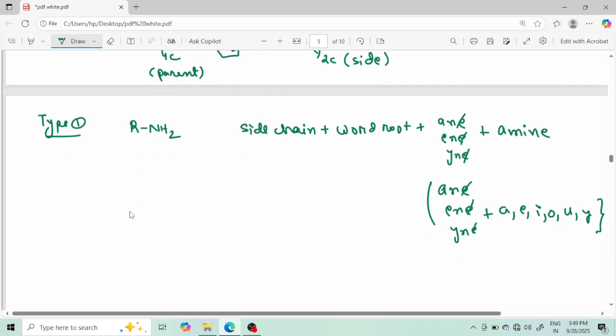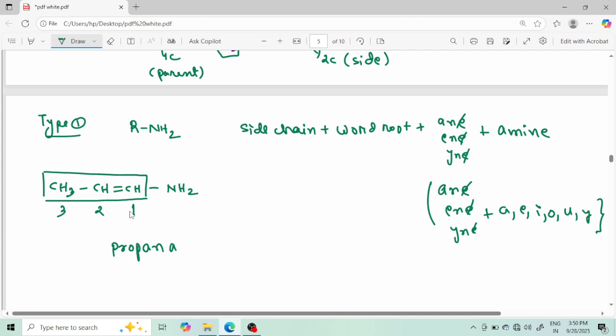Now let's try to name this. Suppose I am giving CH3 CH double bond CH and then NH2. So obviously I will be marking this one, then 1 2 3. Why 1 2 3? Because numbering will be done with respect to functional group. Multiple bond is there, but functional group has more priority, right? So what will be the name of this one? Here no side chain, so it will be prop-2-en and then amine, right?